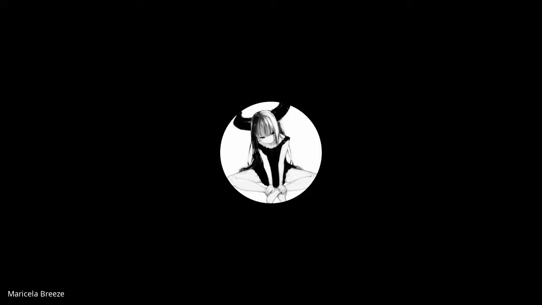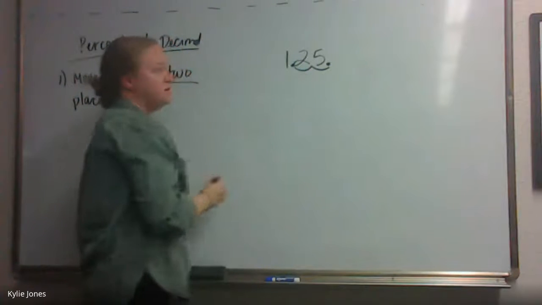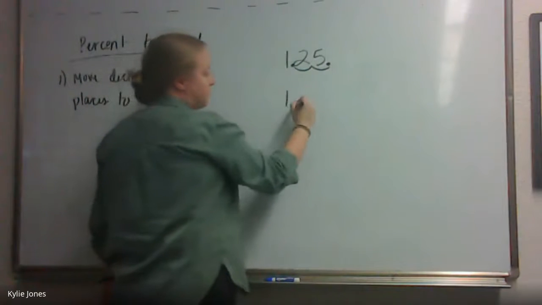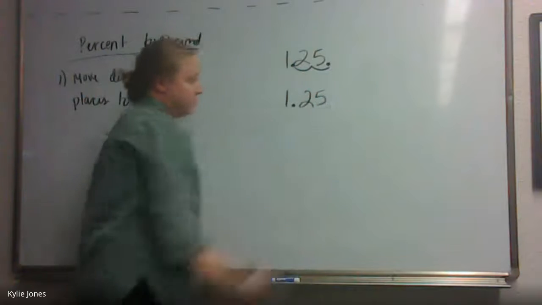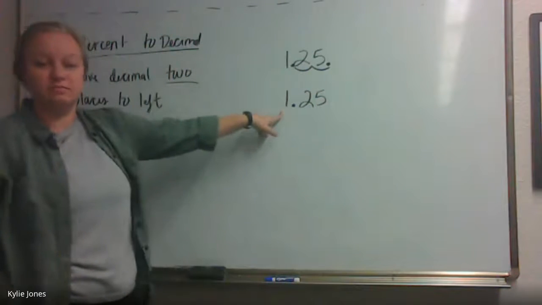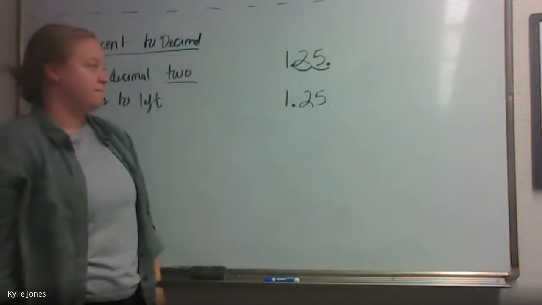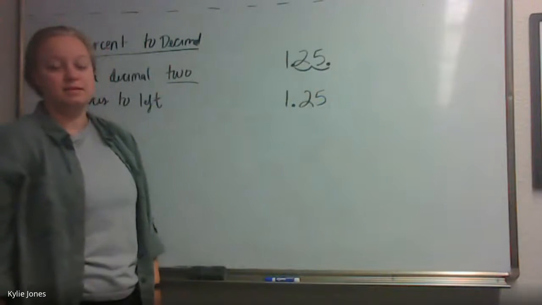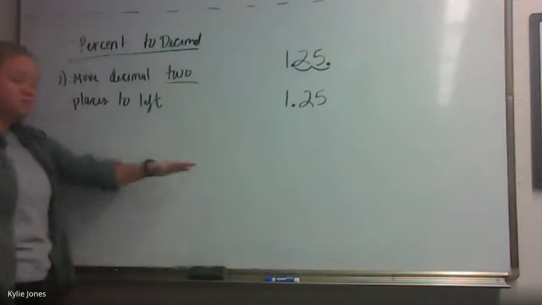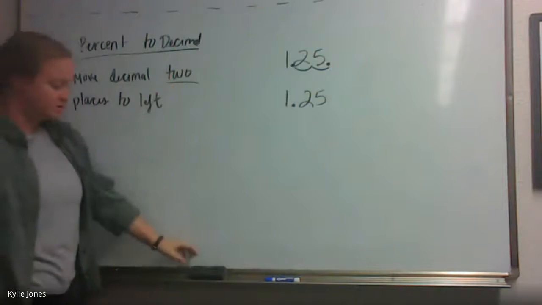In between the 1 and the 2, right? So if we were to rewrite it, we would get 1 and 25 hundredths as a decimal. Okay? That would be percent to decimal, just moving it 2 times to the left.